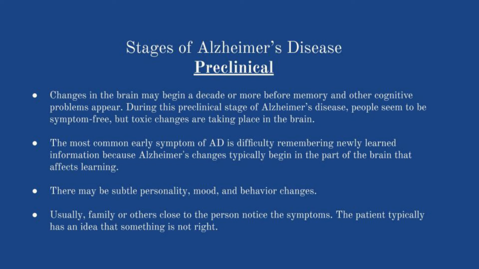The most common early symptom of Alzheimer's is difficulty remembering newly learned information because the Alzheimer's changes typically begin in the part of the brain that affects learning. There also may be subtle personality, mood, and behavior changes, and usually family or others close to the person notice the symptoms, but the patient typically also has an idea that something is not quite right.